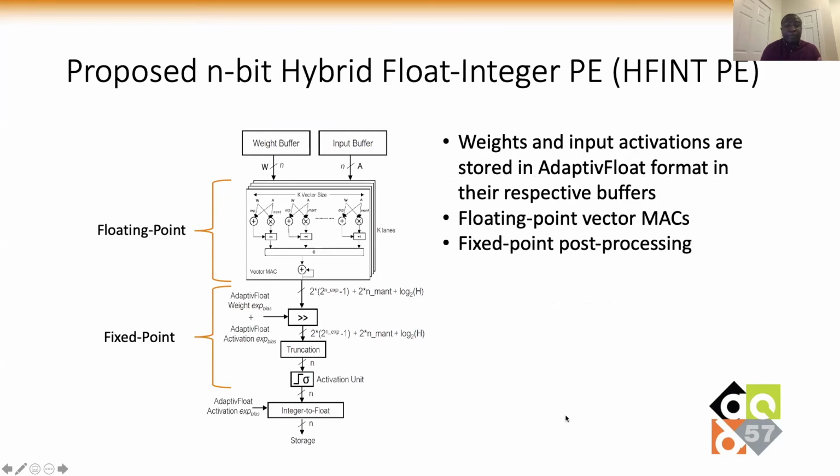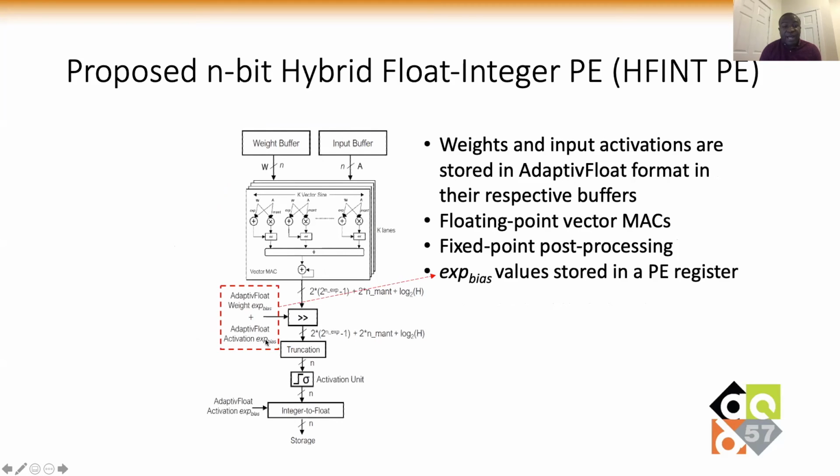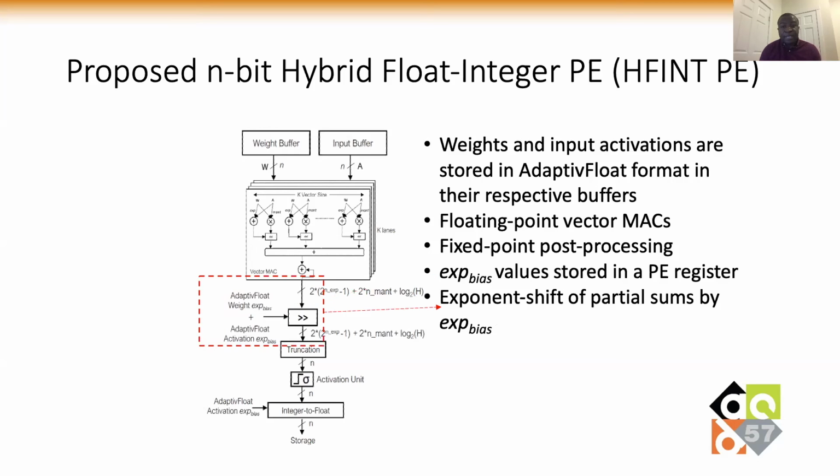In contrast, we propose what we call a hybrid float-integer PE, which provides a cost-effective compromise between the high accuracy of floating point computations and the greater hardware density of fixed point post-processing. The exponent bias values from the weights and activations, which are extracted from the adaptive float algorithm, are stored in a single PE register. So there is very low storage overhead.